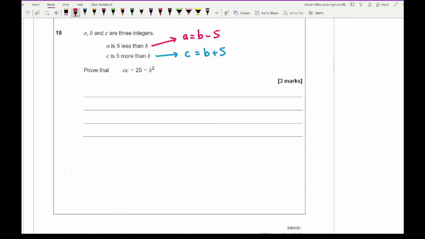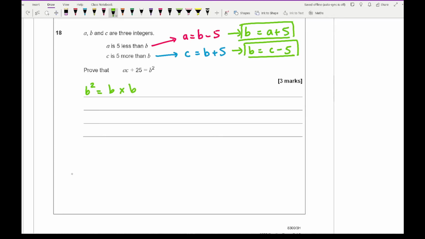Now, if I make B the subject of each of those, I've got B equals A plus 5, and in this one, I'm going to have B equals C minus 5. Then working with B squared equals B times B, I'm going to use one B for this one, so that's going to be A plus 5. And for the second B, I'm going to use the next one, which is C minus 5. Now that then becomes A plus 5 times C minus 5.